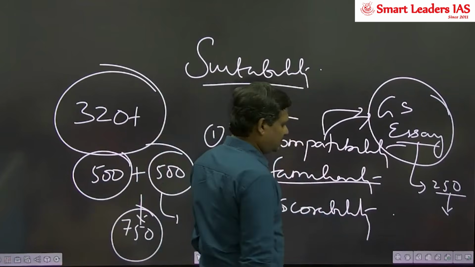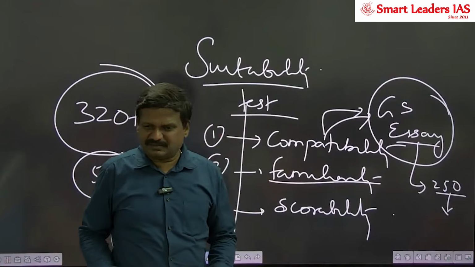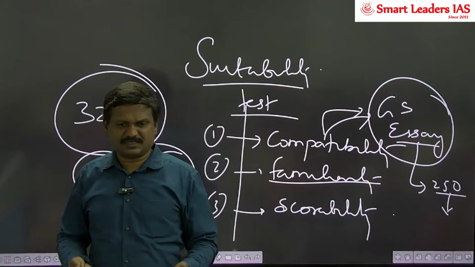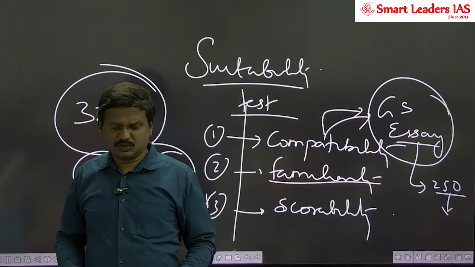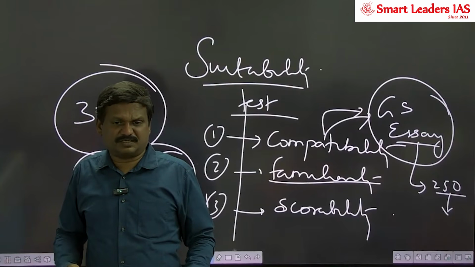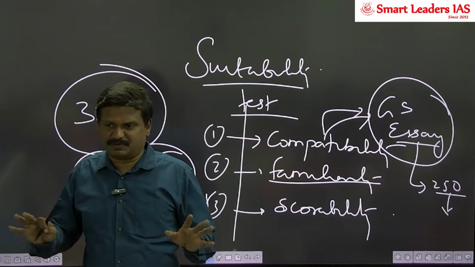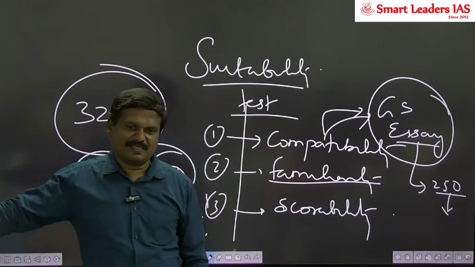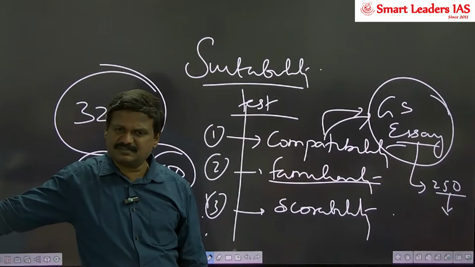Familiarity. This subject is about you and me. This subject is about us. So you can't say that this is very difficult. If you say that this subject is difficult, then you are not fit to be a member of society. It is not rocket science. It is about you and me.